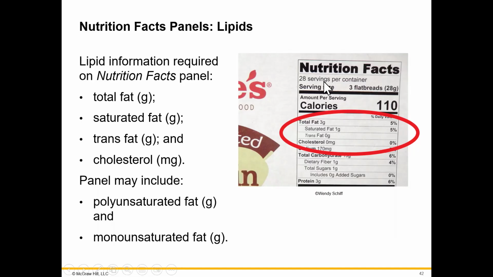Since this is a so-called flatbread or a type of cracker, it's not an animal-based product, so it's naturally going to be cholesterol free, because remember, cholesterol is only found in animal products. And overall, this is a pretty healthy product fat-wise, because of only 3 grams of fat and only one of those being saturated.